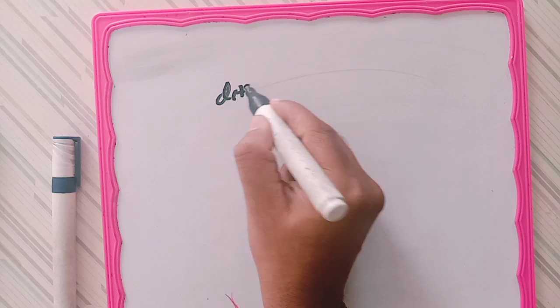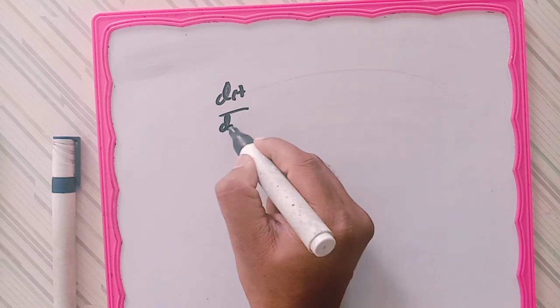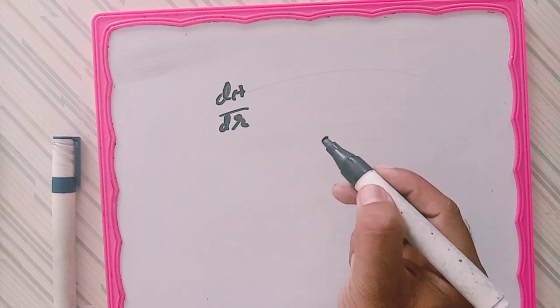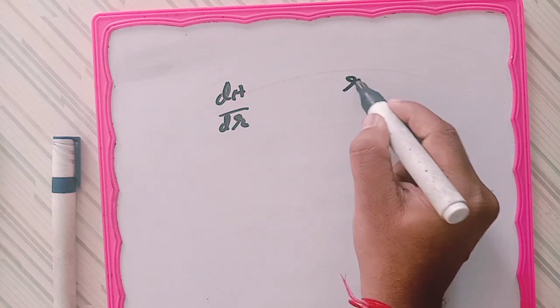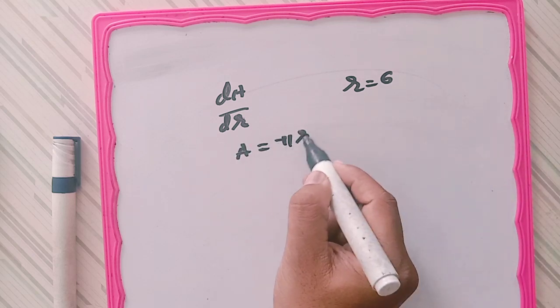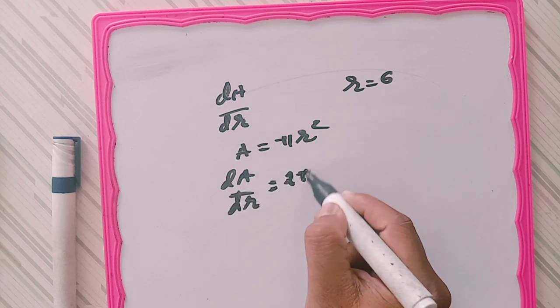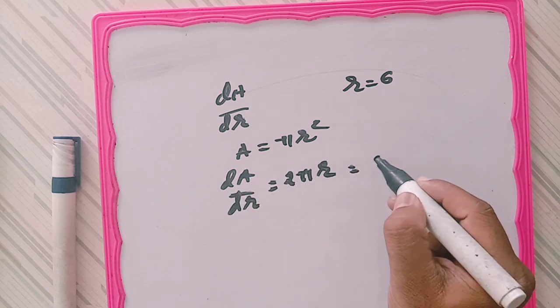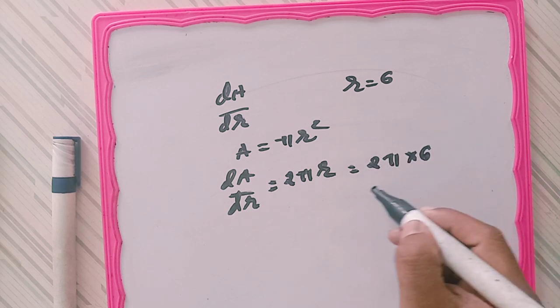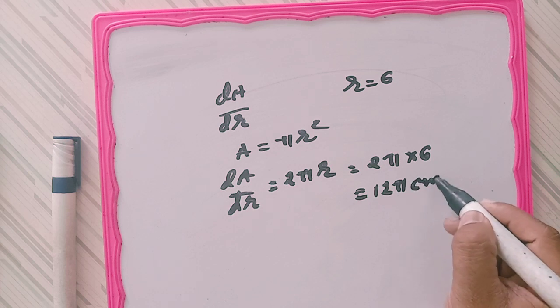Now the 17th question is there, the rate of change of the area of a circle. So dA/dr we have to calculate with respect to its radius, and r equals 6. So we know that A equals pi r squared, and so dA/dr equals 2 pi r, and so the r value we substitute, then 2 pi into 6, so it is 12 pi centimeter squared.